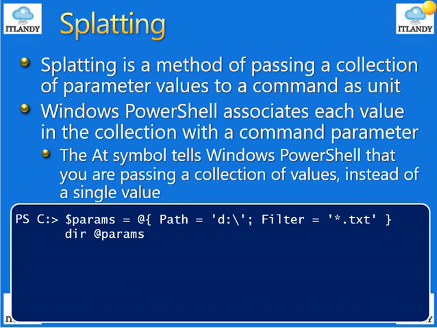Splatting is a method of passing a collection of parameter values to a command as a unit. Windows PowerShell associates each value with a parameter, and you can use that symbol to tell Windows that you are passing a collection of values instead of a single value. This method passes parameter values to a command as one unit, with PowerShell associating it with the collection.